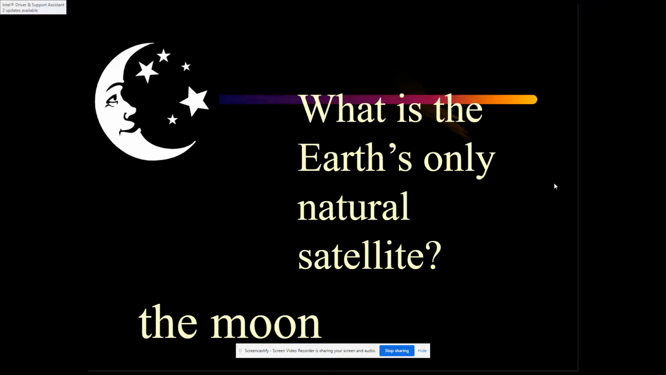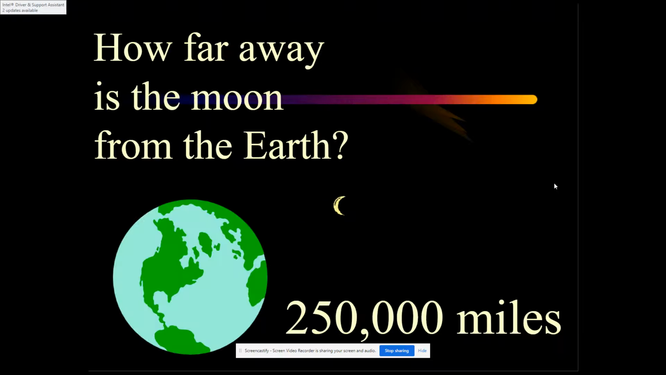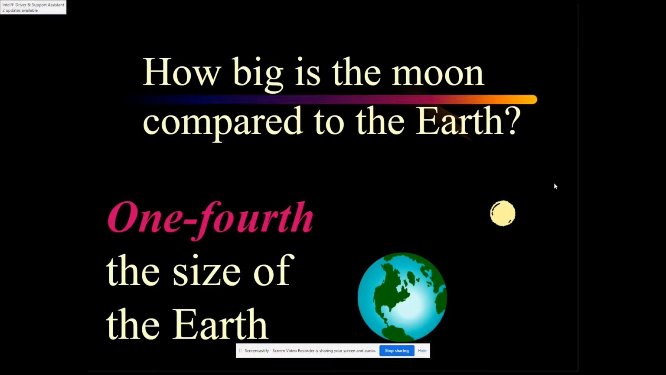What is the Earth's only natural satellite? That's the moon. The moon is 250,000 miles away from us. And remember that when the moon is shining, like when we have a full moon, the moon does not have its own light. That is just the sun reflecting off the moon. How big is the moon compared to the Earth? The moon is only 1/4 the size of the Earth.